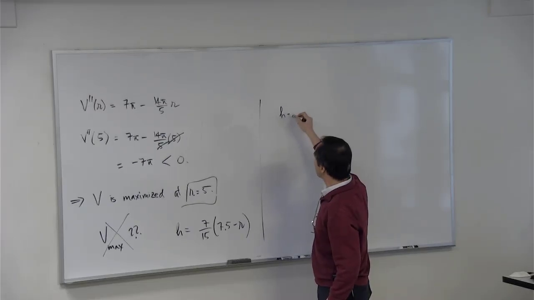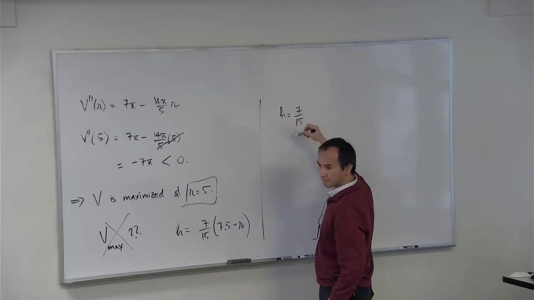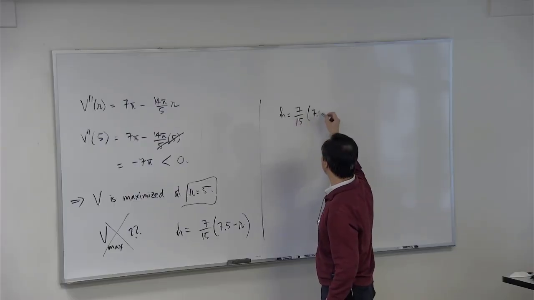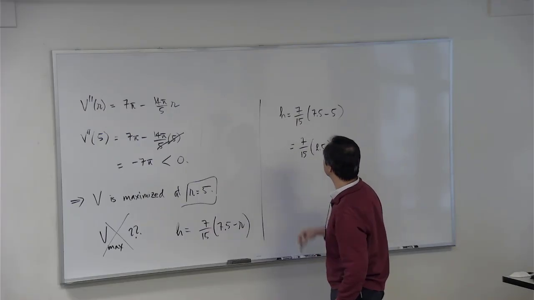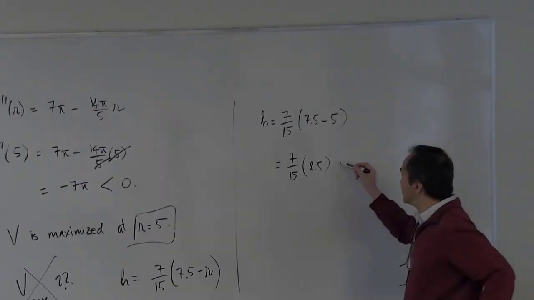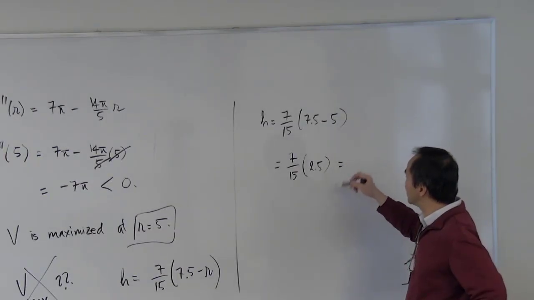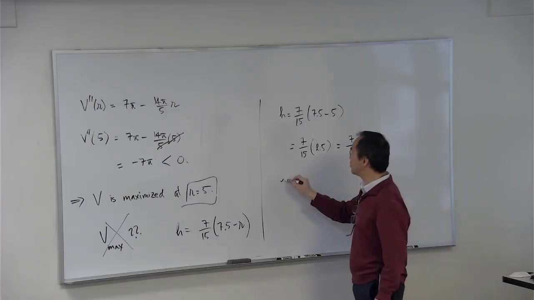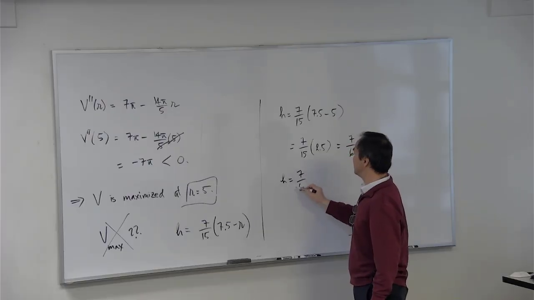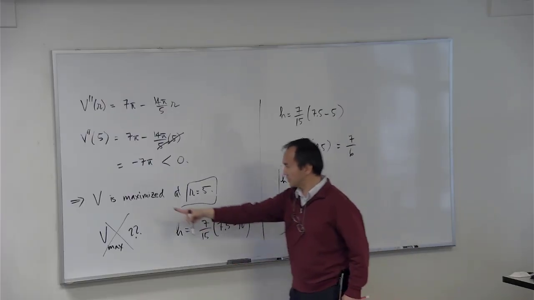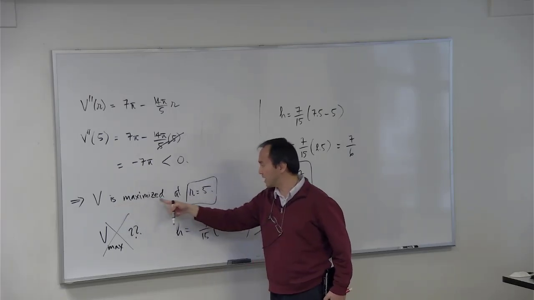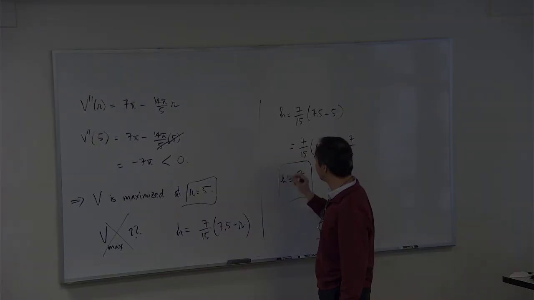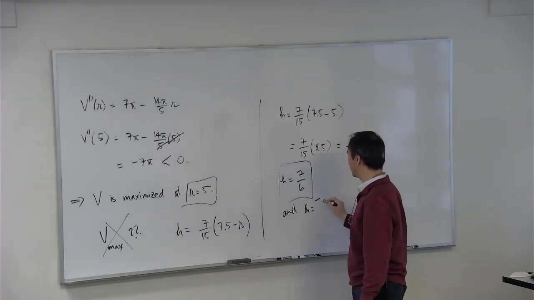So H equals 7/15 times the 7.5 minus 5. That's making it 7/15 times, and now it's going to be a 2.5 total. And then the 15 cancels with the 2.5 here, giving it a 7.6. See what I'm saying now? So H equals 7.6. So the volume here, as a conclusion, is maximized when r equals 5 and H equals 7.6.